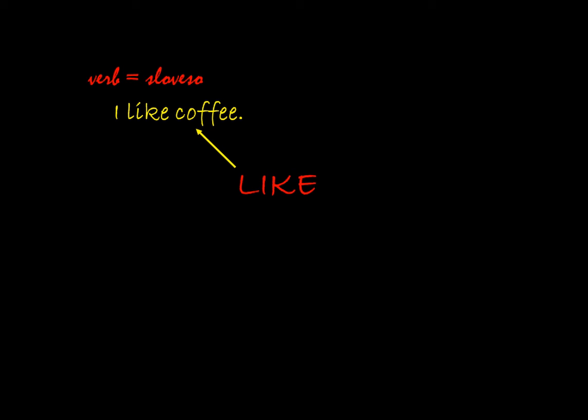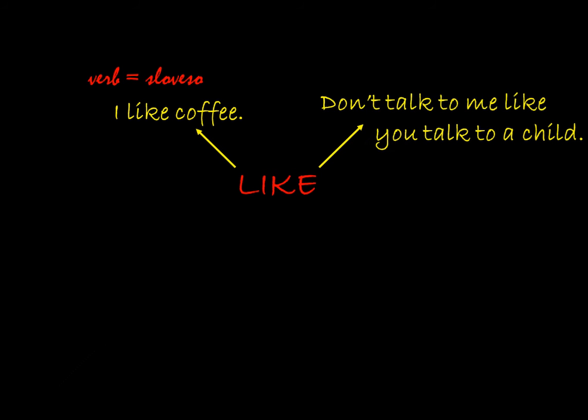Next, we can use the word like as this: Don't talk to me like you talk to a child. In this case, the word like works as a conjunction, which we know as spojka in Czech.